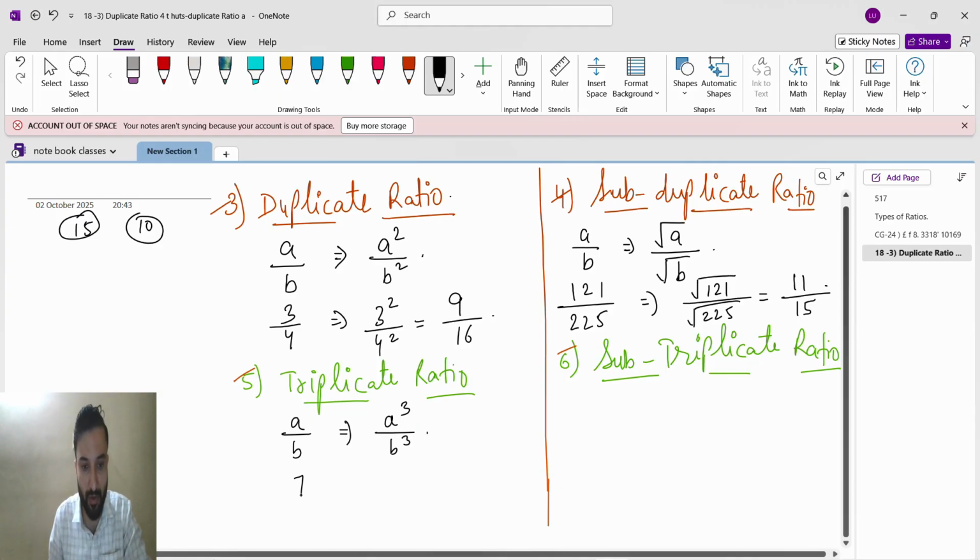Let's suppose we have a ratio 7 by 9. We have to find the triplicate ratio. So what we will do? We will do the cube of that ratio. 7 cube divided by 9 cube. So 7 cube means we will do 7 into 7 into 7, which is 343.